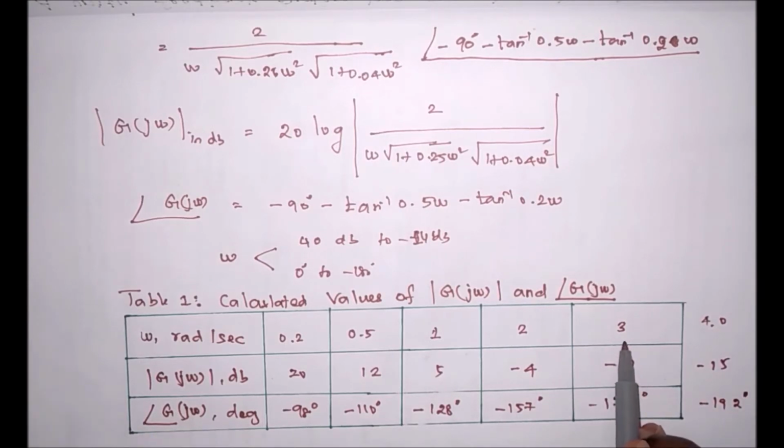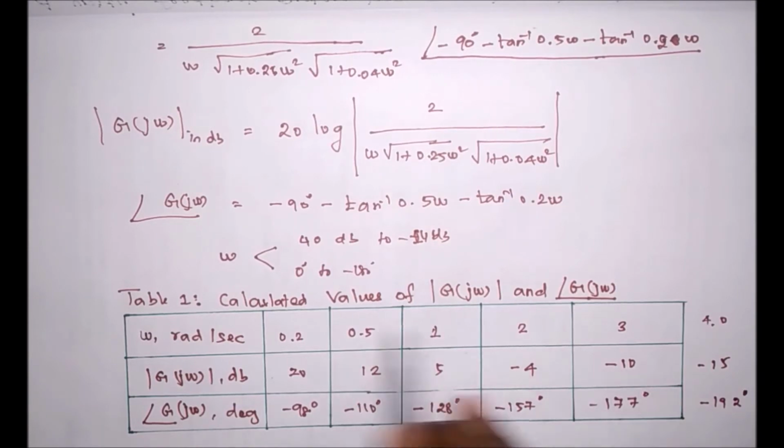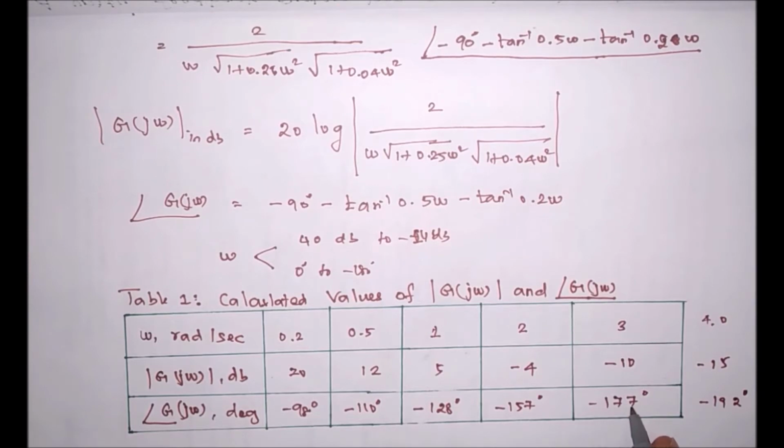Actually, initially I had considered up to 3. Suppose I stop at 3, the maximum angle we obtained is minus 177 degree. But while we select the omega value, the phase angle should cross minus 180 degree. We see it is minus 177 degree. Suppose we select omega equal to 4, it will cross minus 180 degree. Therefore we can stop at 4. Omega equal to 4 is enough to plot the graph.